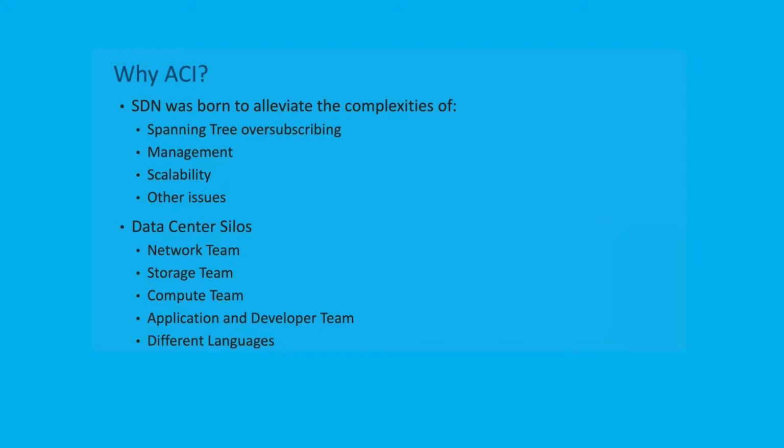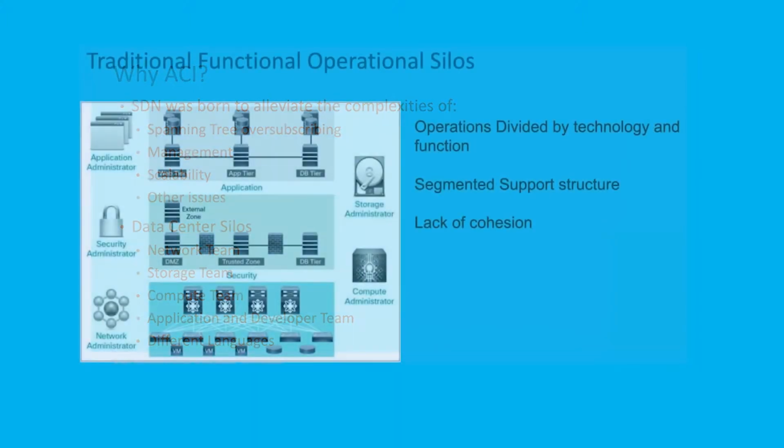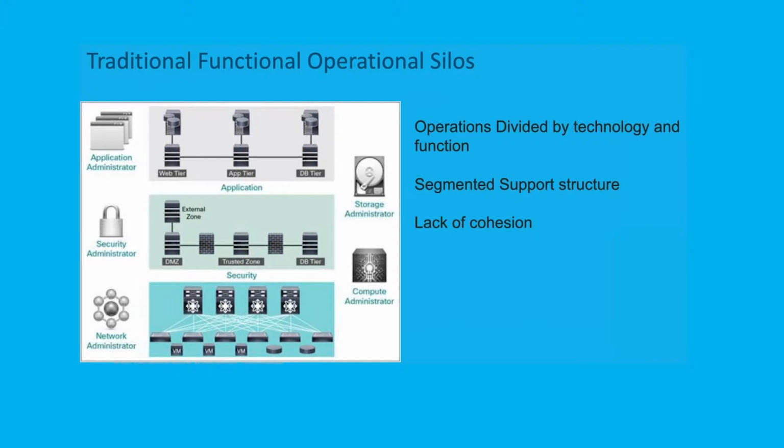IT operations traditionally divide the span of administration by technology and function. The result tends to be a highly segmented support structure in which technologies, such as network storage and computing technologies, and individual functions, such as applications, information security, and network functions, are controlled by separate teams. The lack of cohesion between silos is reinforced by reporting structures.